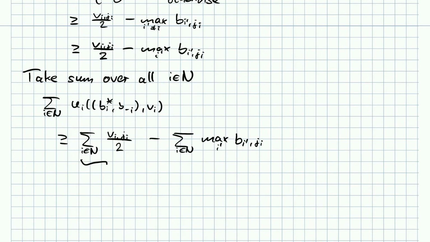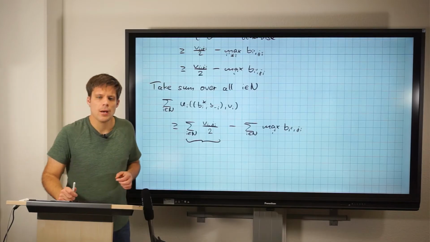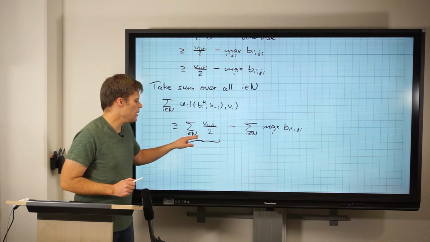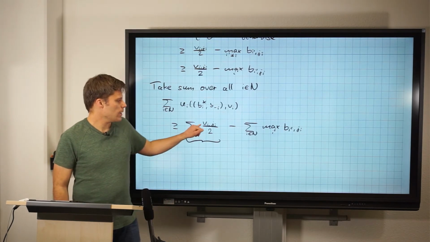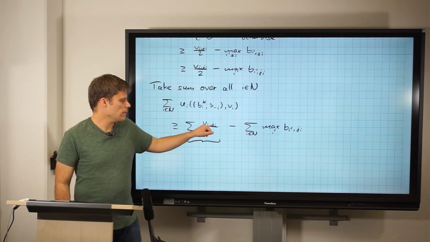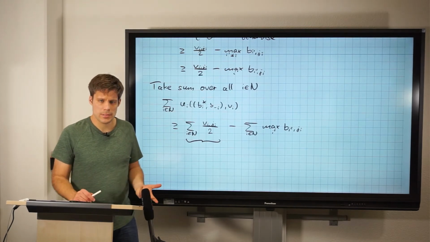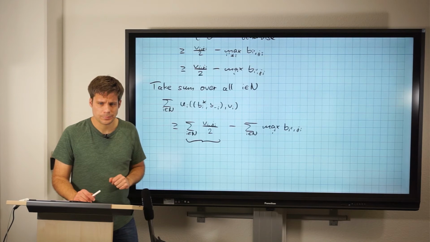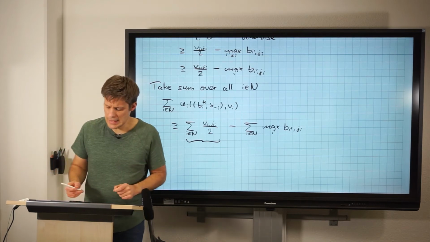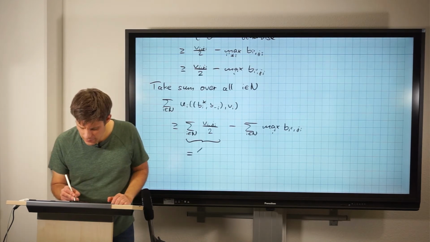Now, how much is this? We are taking the sum over all bidders, and then we take the value they have for the item that they're getting in the optimal solution divided by 2. So this will be exactly a half times the optimal social welfare.